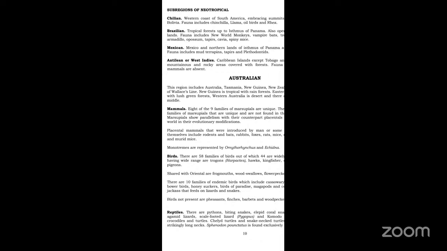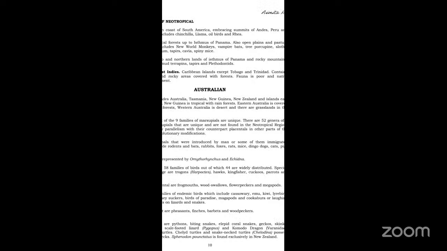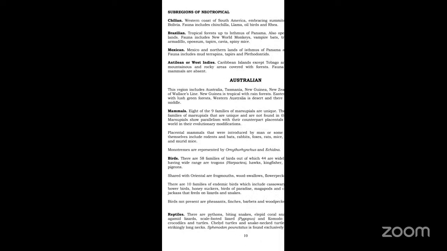Now coming to the fauna, we have a number of fauna again with reference to the other regions. About mammals, 8 of the 9 families of marsupials are unique over here. There are 52 genera of 6 families of marsupials that are unique and not found in the neotropical region. So here they show parallelism with their counterpart placentals in other parts of the world.